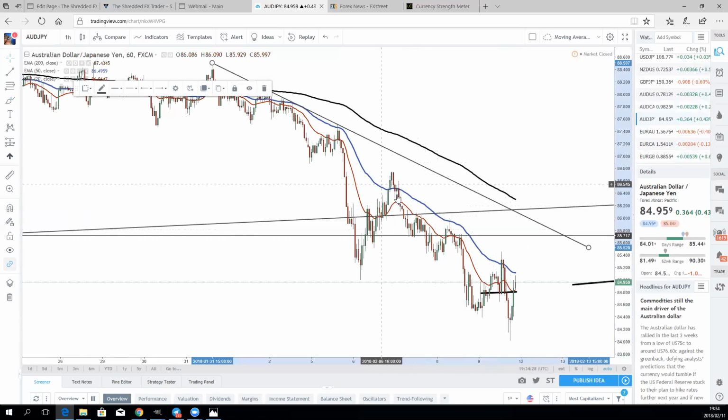So here we closed above it. However, we dropped below straight back. If we'd had one more up, then we'd have a bit of a change in momentum. But as you can see here, we still have a lot of bearish momentum.